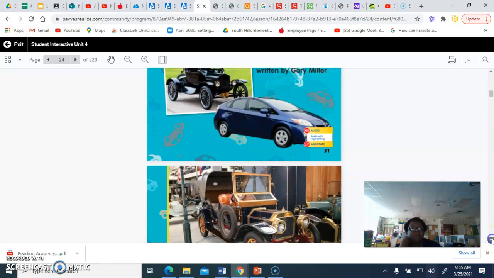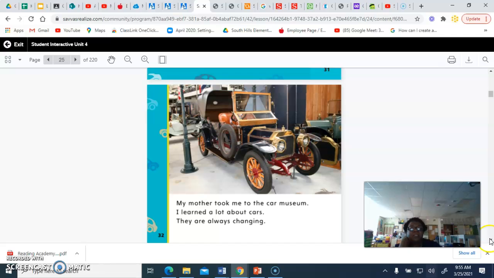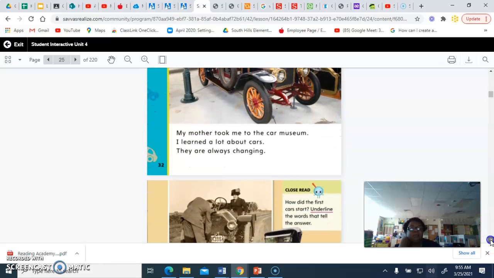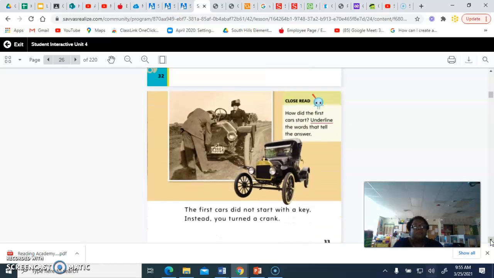So go through the story, look at the pictures. You can have your parents help you read the story. Look at the details of the old cars and think about what the new cars look like. And then once you discuss the story with your family, think of what your car would look like if you were a car designer. So draw a picture of what your car would look like if you could design a new car.